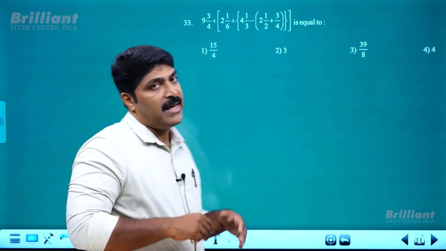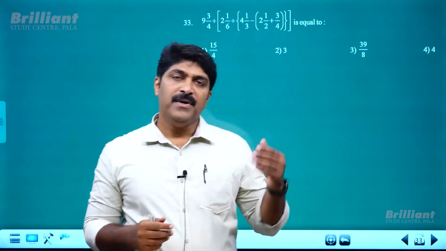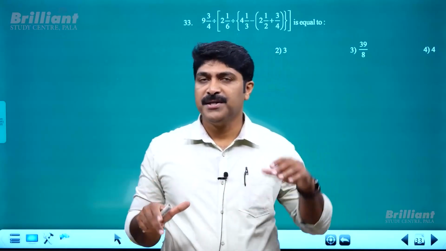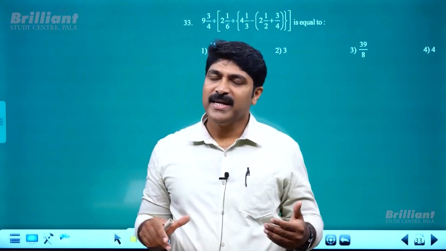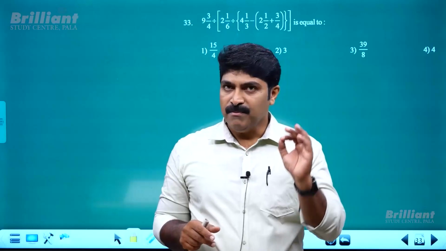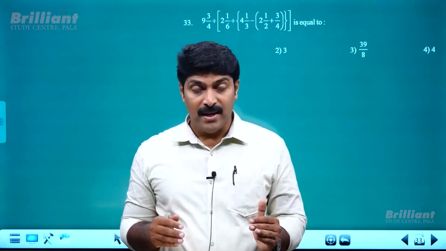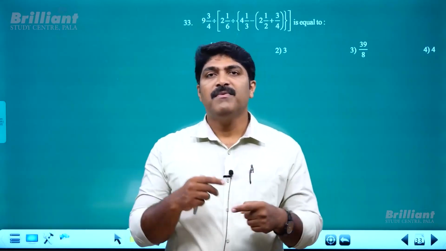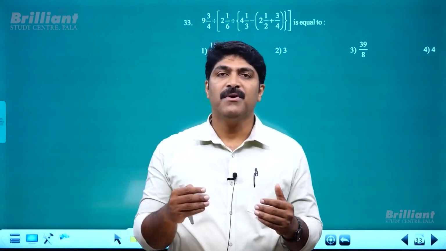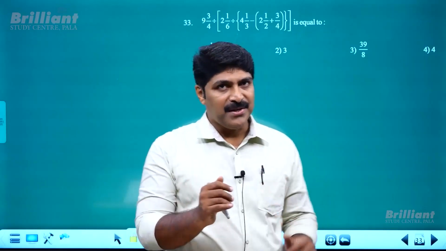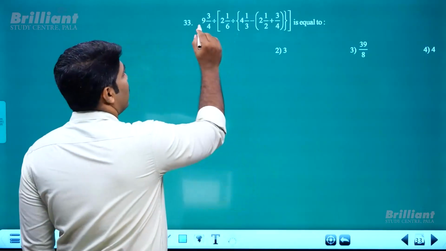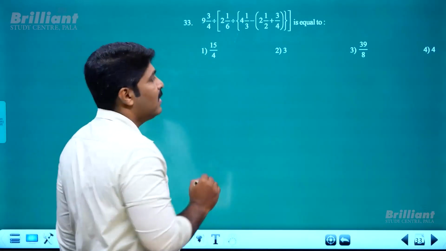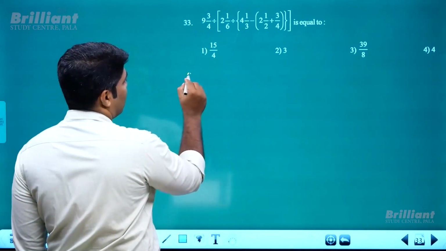Why are we considering that kind of conversion? If you are doing only addition and subtraction, you don't need to convert the mixed fractions into improper fractions. You can directly do the operations with the mixed fractions themselves. But if you are doing multiplication or division, you have to convert the mixed fractions into improper fractions. Here the first one, what is 9 and 3 by 4? 4 into 9 is 36, plus 3, that is 39.